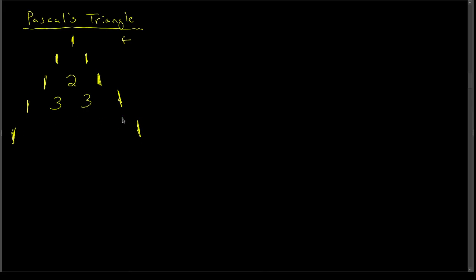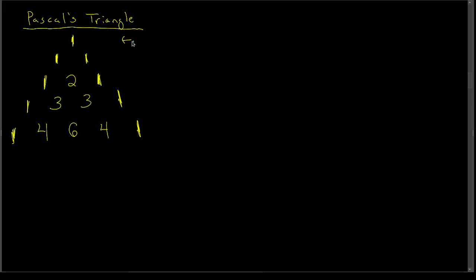I'll create another element here. The first element's going to have to come out of here, so it's going to add the 1 and the 3. Gives me a 4. The next element's going to fall out of the middle here. It's touching the 3 and the 3, so it gives me a 6. And then the other element here is touching the 1 and the 3. It gives me a 4.